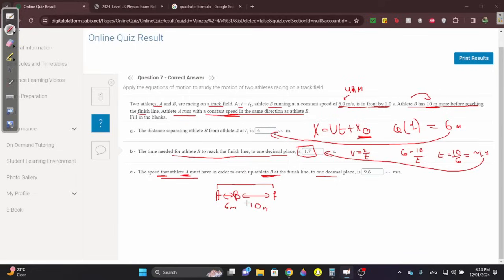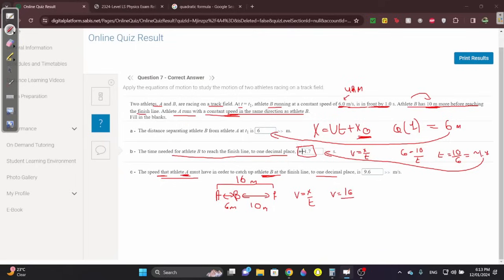So what speed should he run? Obviously, he should speed up. In between athlete A and the finish line is 16 meters. Okay, so we know velocity is displacement over time. To find the velocity, we've got displacement 16. How do we find the time?